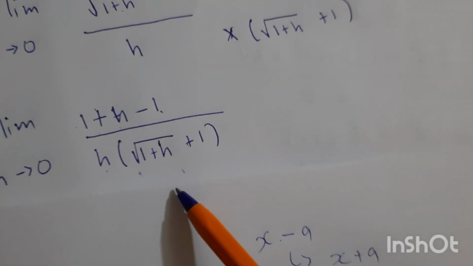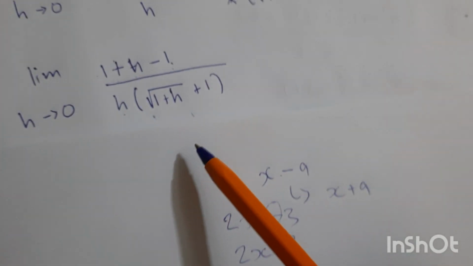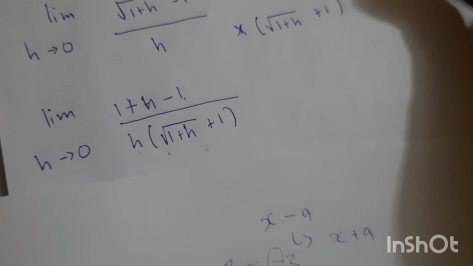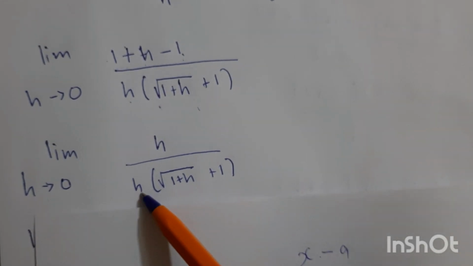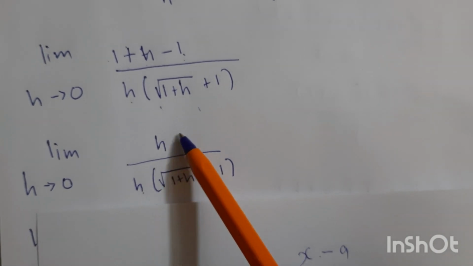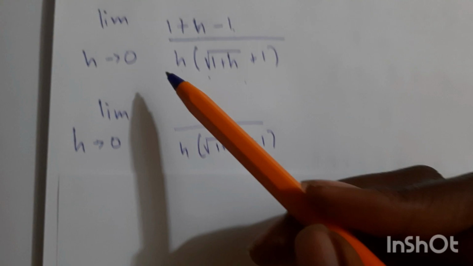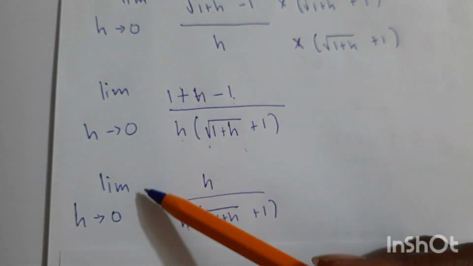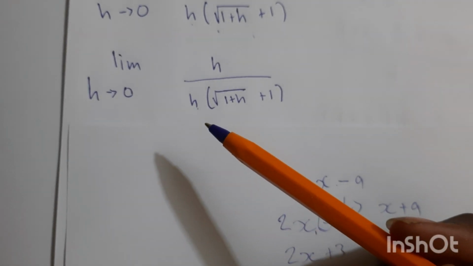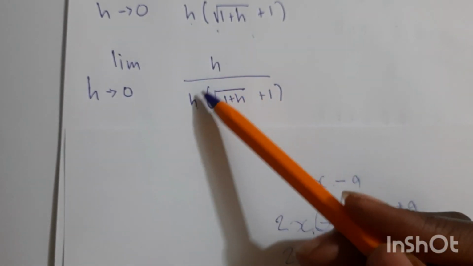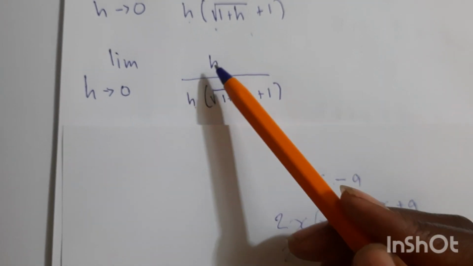So if we look at the 1 and the minus 1, these two will cancel each other out, leaving you with h alone on top. We have an h at the bottom and an h at the top. They will also cancel each other out. Remember to always be putting the limits. This is extremely important. Always put the limits at the side. So afterwards, the h's cancel each other out and go away, leaving you with a 1 because h divided by h is 1.